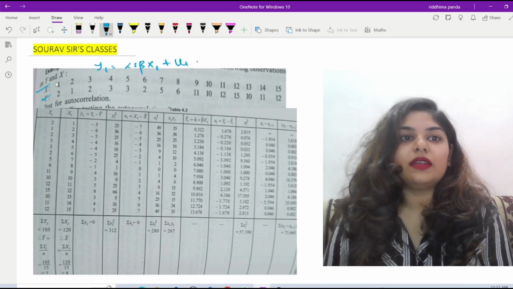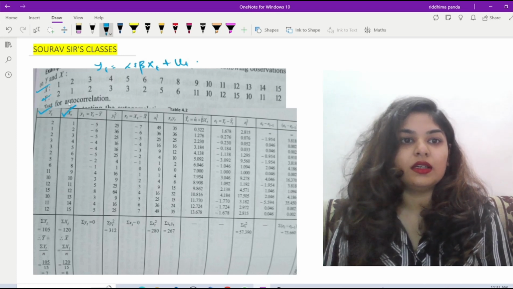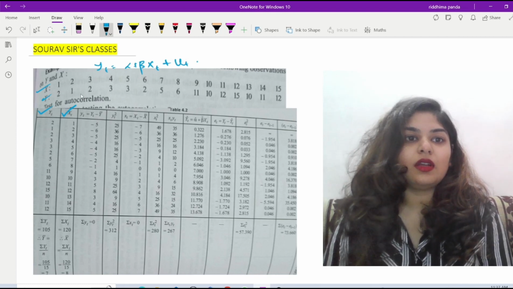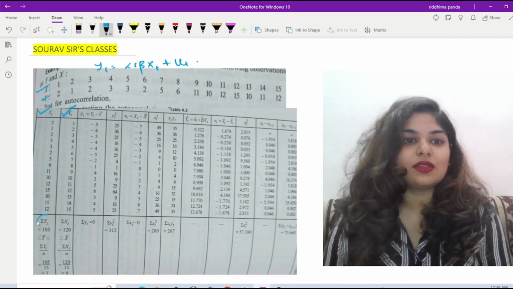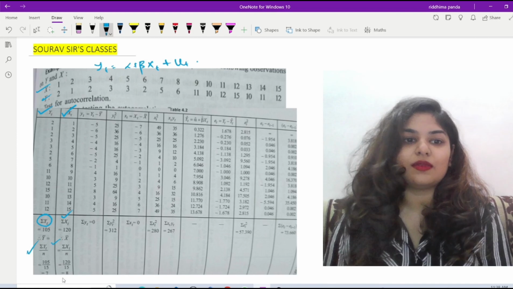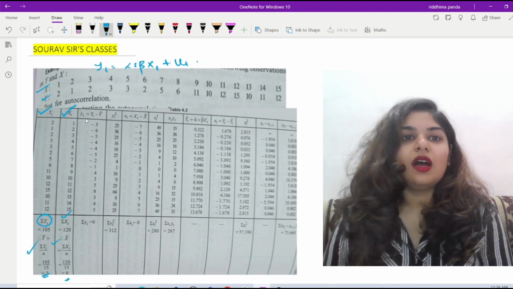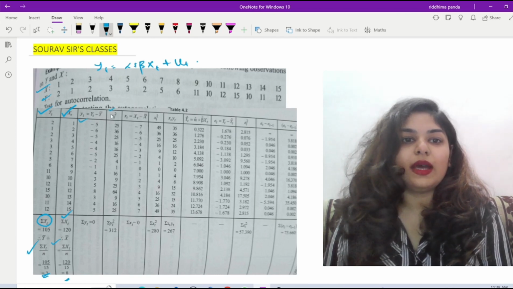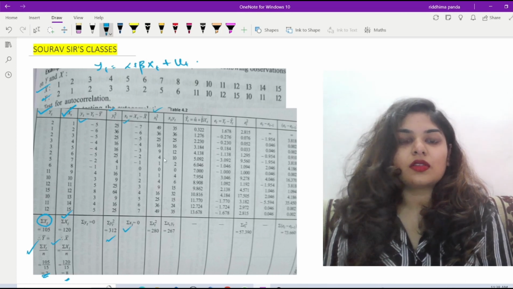Now these are x and y. From these x and y we can calculate the following: x_t, y_t, and the summation of x_t y_t. From here we can calculate y bar, that is summation y_t by n, and x bar, summation x_t by n. This is how we have got 7 and 8. Apart from that we have the small y_t, the deviation, small y_t square, the square values, then x_t square, then x_t into y_t.